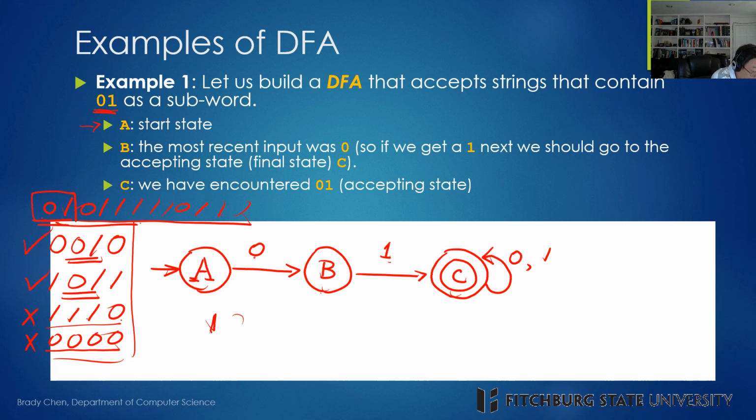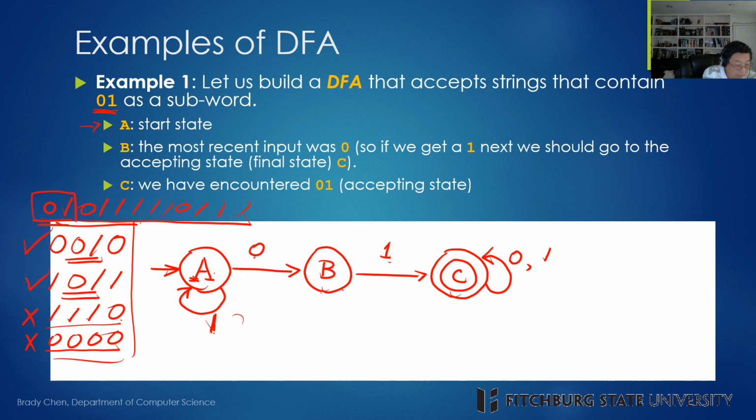So in this case, if it's 1, we have an option. The first option is we can stay in A, right? So if the current state is A, the input character is 1. So with A and 1 we don't reach B. We still stay in A, until the next one is 0, then we reach B. If the next one is 1 again, then we can still stay in A, right?